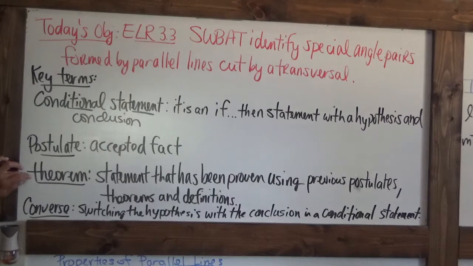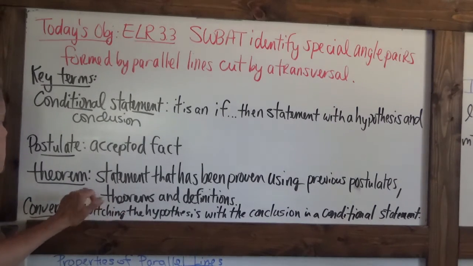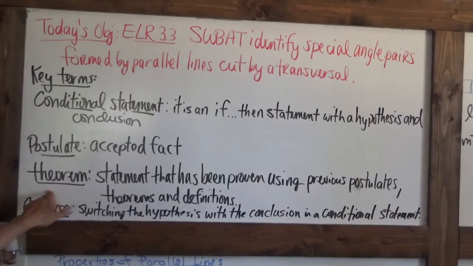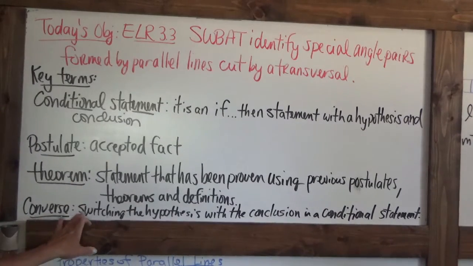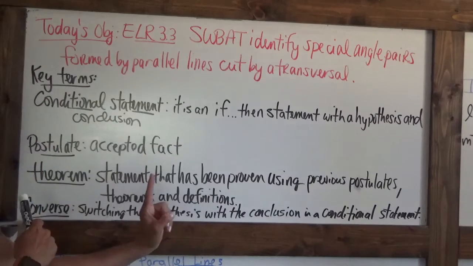Another specific thing that's important is what is a theorem. So we're going to be using previous postulates, different definitions, and previous proven theorems to actually prove a theorem. And then a converse is switching the hypothesis with the conclusion in a conditional statement.